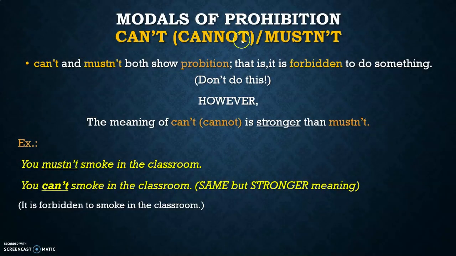Let's move on to the modals of prohibition. We use can't or mustn't to express prohibition. That is, mustn't and can't mean that it is forbidden to do something. However, the meaning of can't is stronger than mustn't. You mustn't smoke in the classroom, or you can't smoke in the classroom. From these sentences, we understand that it is forbidden to smoke in the classroom.